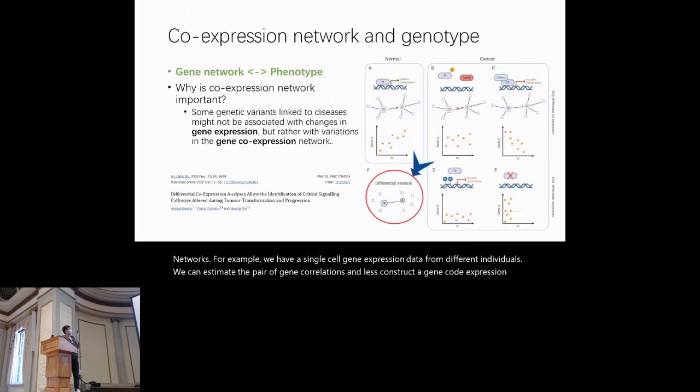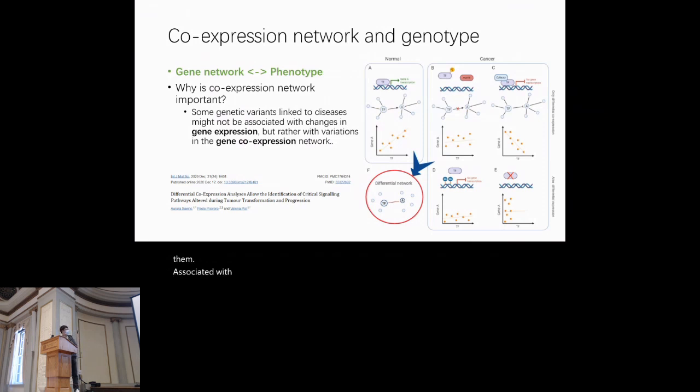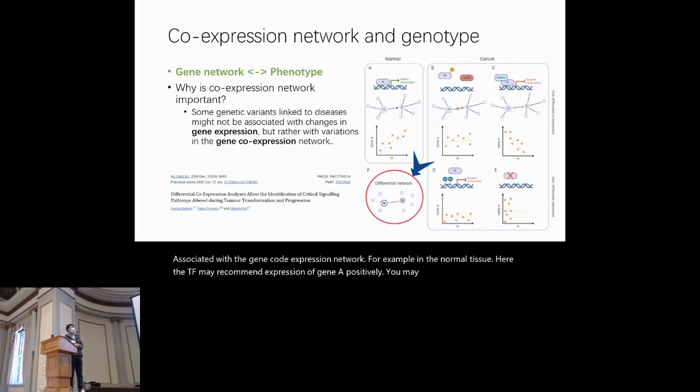And why we care about this is that some genetic variants linked to disease might not be associated with changes only in gene expression, but some of them are associated with the gene co-expression network. For example, in normal tissue here, the TF may regulate the expression of gene A positively. You may see a positive correlation between them.